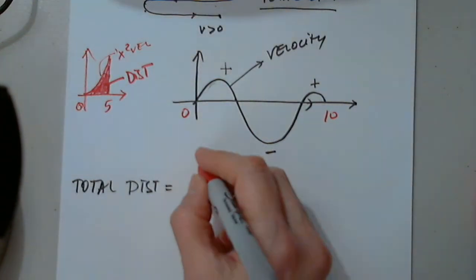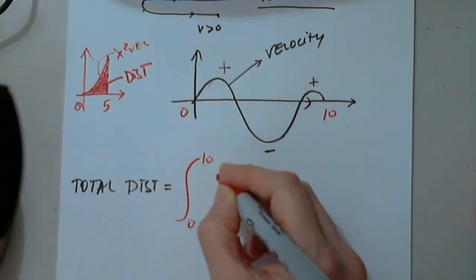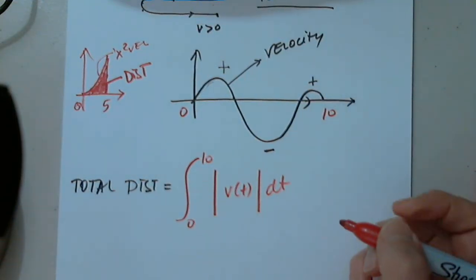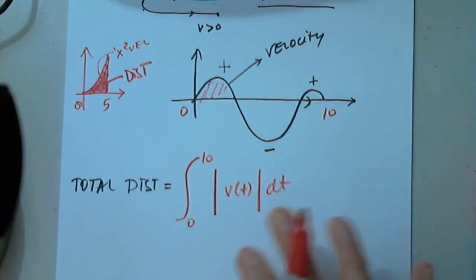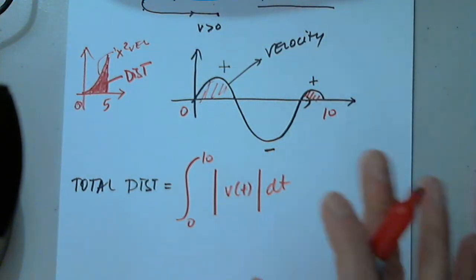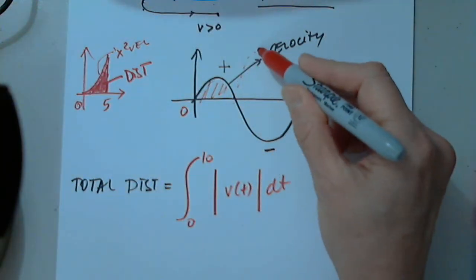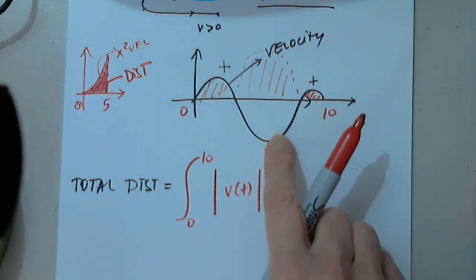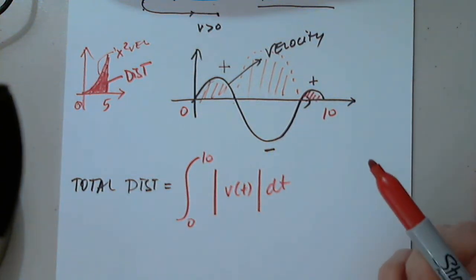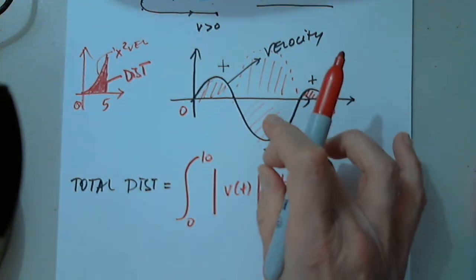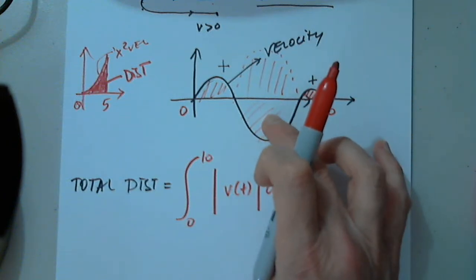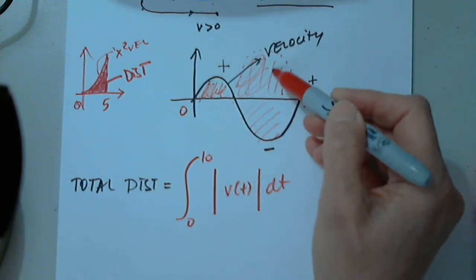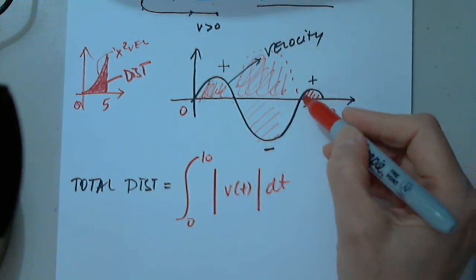Take the areas. Exactly. The integral from 0 to 10 of the absolute value of v of t dt. This part is going to be positive, so I don't even need the absolute value. But I need the absolute value for this part to move it up instead of being down, because I still have to add. I cannot subtract this area. The particle covered this distance, so it has to be positive. So I will have this area plus this area, which is the mirror image of this area, plus this area.